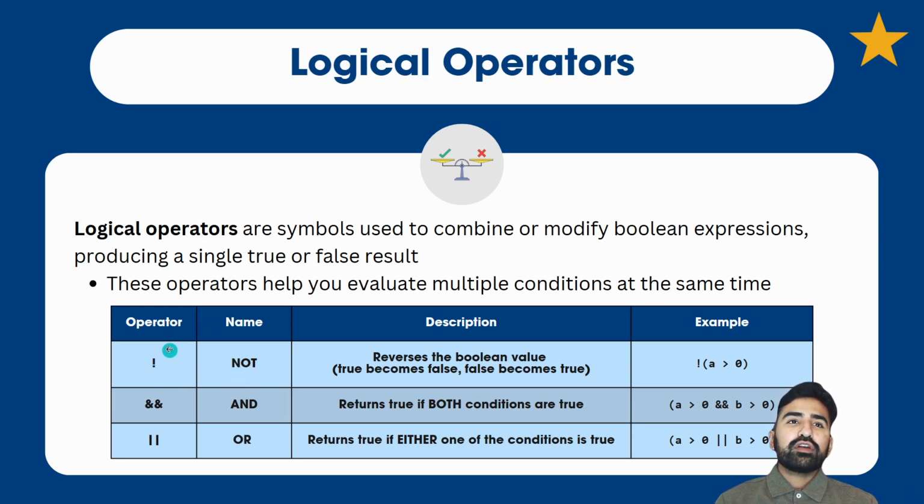So the not operator, it's an exclamation point, and you put it in front of a Boolean variable, a Boolean value, or a Boolean expression, and all that it's going to do is reverse that value. It's going to flip it. It's going to turn it into its opposite value. So let's take a look at this example right here. So it says not a greater than 0.